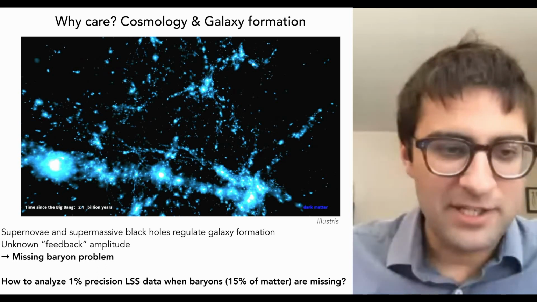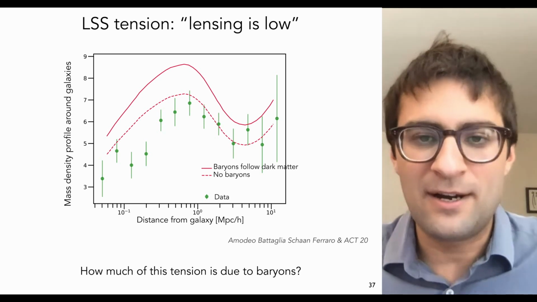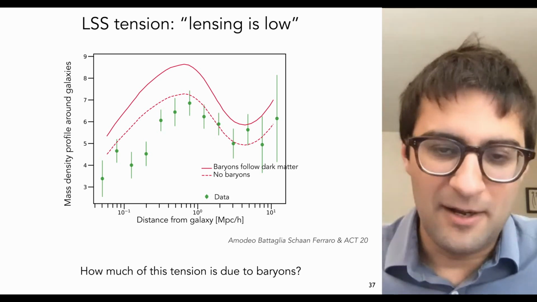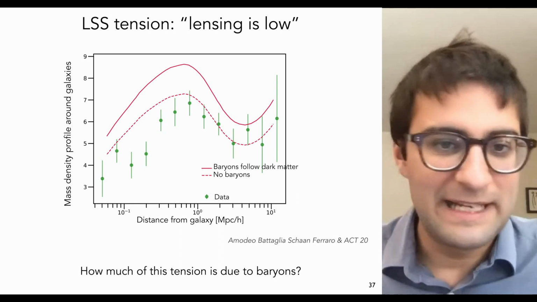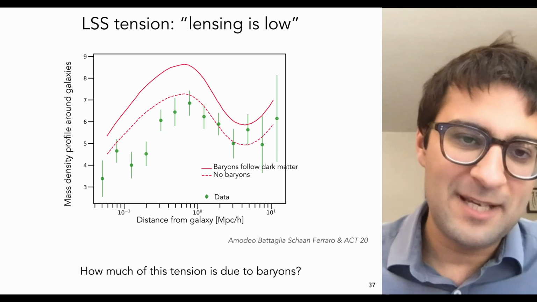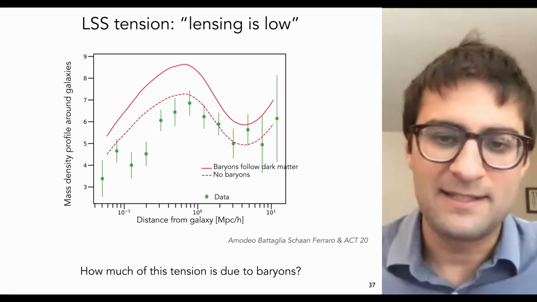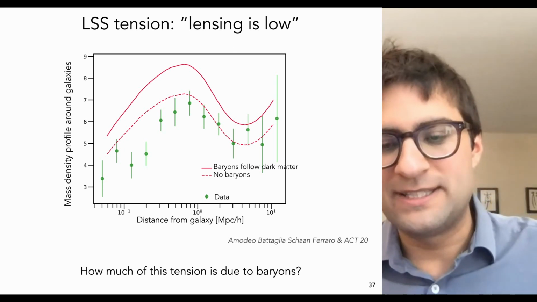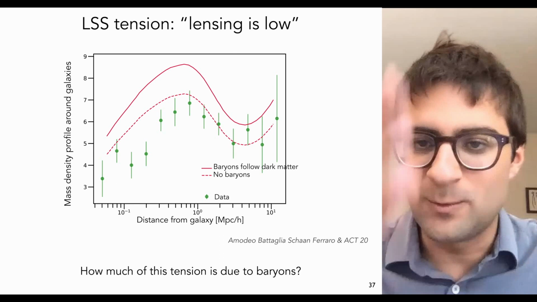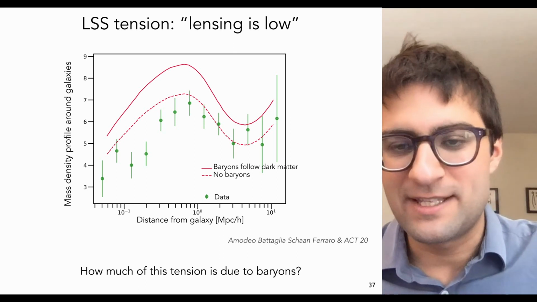This problem for cosmological structure is not just for future data. There already are tensions in the cosmological structure on small scale. The tension I'm showing here is the so-called lensing is low on small scales. And what is being plotted is the mass density profile around galaxies, measured by galaxy lensing, as a function of distance from the center of the galaxy. Please don't be alarmed by the weird S shape of the plot. This has to do with how things were plotted.